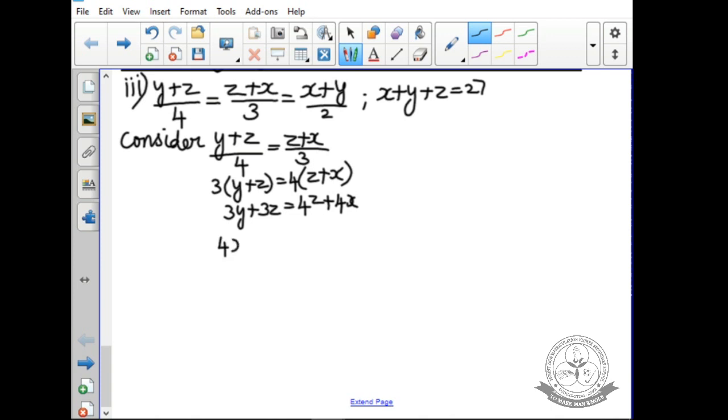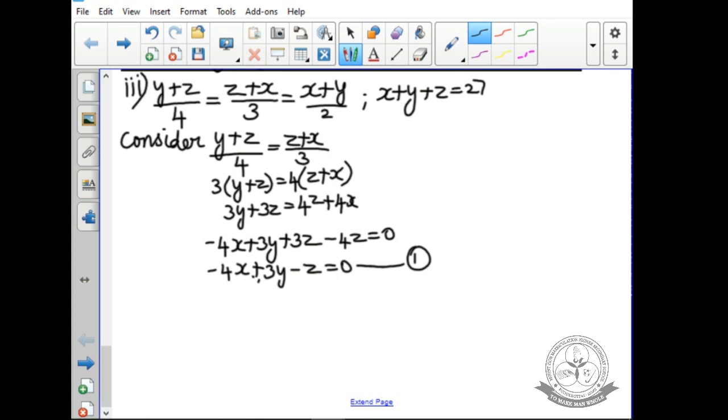So the answer will be 4x plus 3y plus 3z. Bring this 4z to this side. Minus 4x plus 3y plus 3z minus 4z equal to 0. So simplifying, minus 4x plus 3y minus z equal to 0. Take it as the first equation.